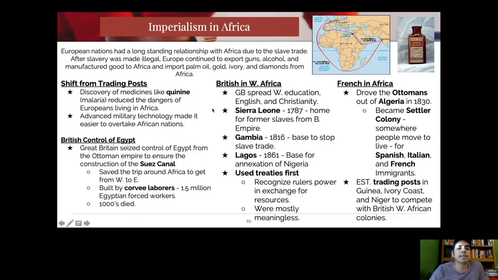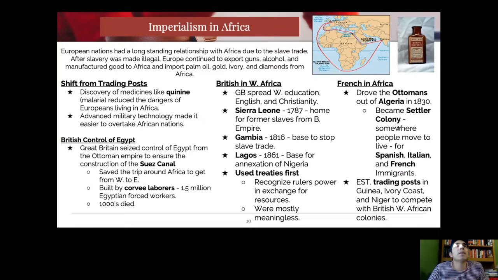The discovery of anti-malarial drugs reduced the dangers of Europeans living in Africa, and it increased the dangers of Europeans to Africans, I should say. So the British take control of Egypt, the British occupy parts of West Africa, and the French occupy parts of Africa. They settle in Algeria. We talked about the significance of Algeria.